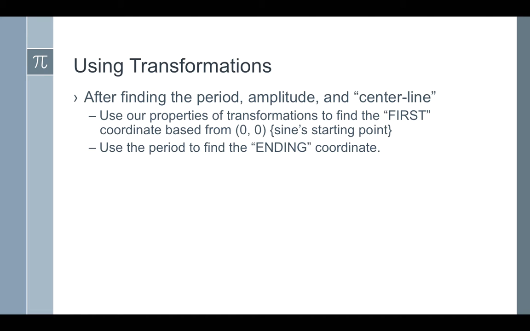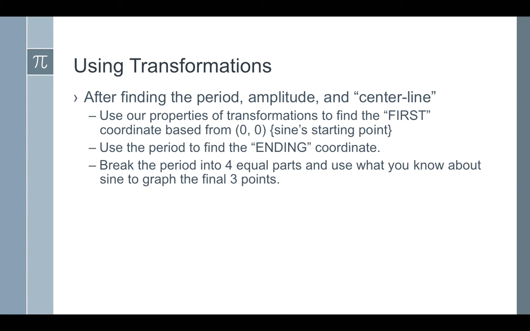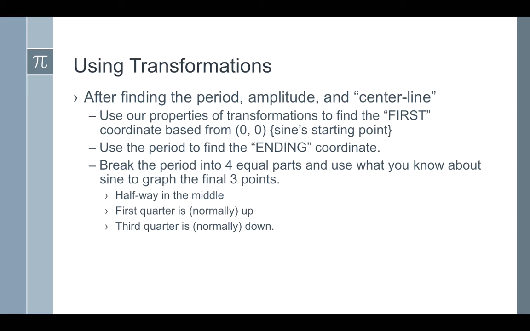And then what I do is I use the period to find the ending coordinate, the ending of one period, I mean. Then I break that period, the start to the end, into 4 equal parts. So basically I cut it in half and cut those halves in halves, and I use what I know about sine to graph those final 3 points. We know halfway, it's also at 0. So at the beginning, the middle, and the end, it is all on the center line. And then the first quarter is normally up, and the third quarter is normally down. Obviously, that changes if you have a negative sine function, because then it would go down and then up.